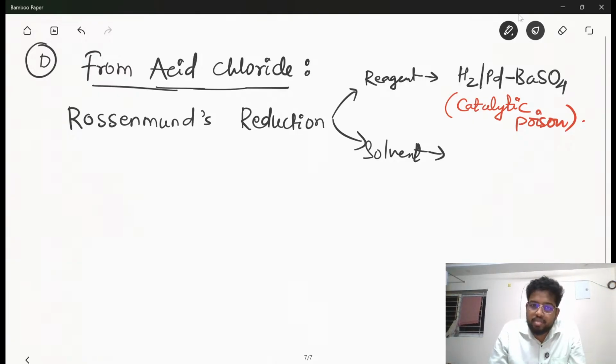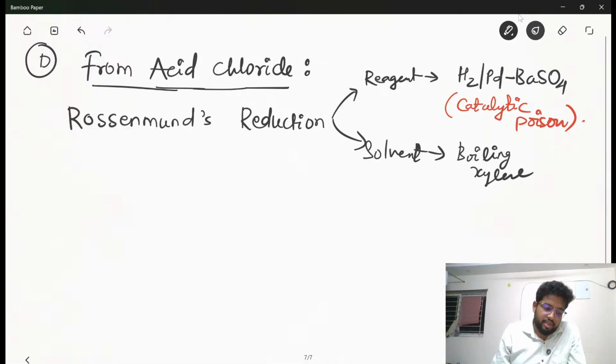H2, Pd-BaSO4 is Rosenmund's catalyst. We used it somewhere else. You have to remember where we use Lindlar catalyst and Rosenmund catalyst when we are converting a triple bond to which type of alkene, cis alkene or trans alkene. You have to revise and tell me from the alkene chapter. So now, what else is there in this reaction? I have a solvent called boiling xylene. Boiling xylene is my solvent.